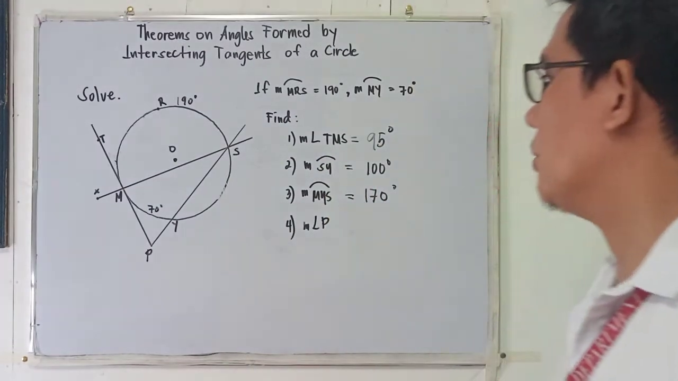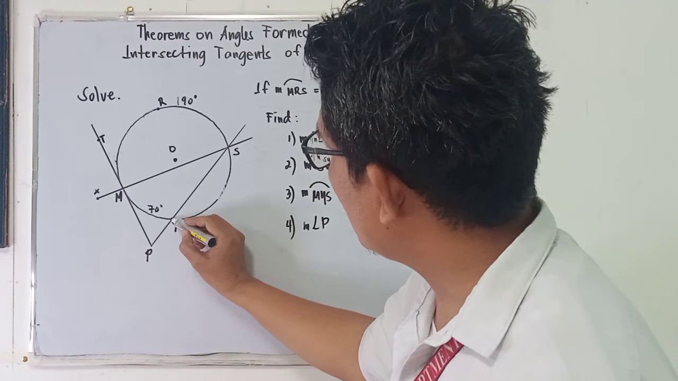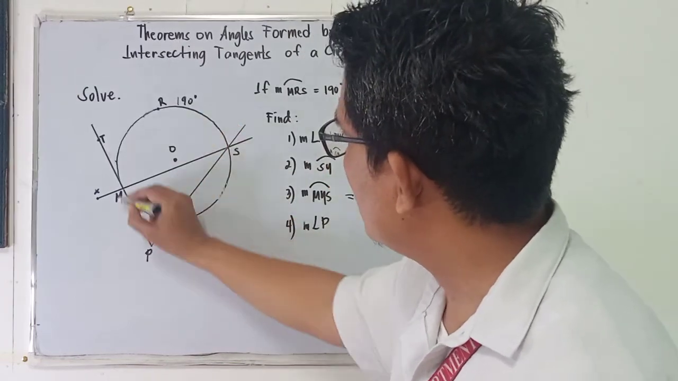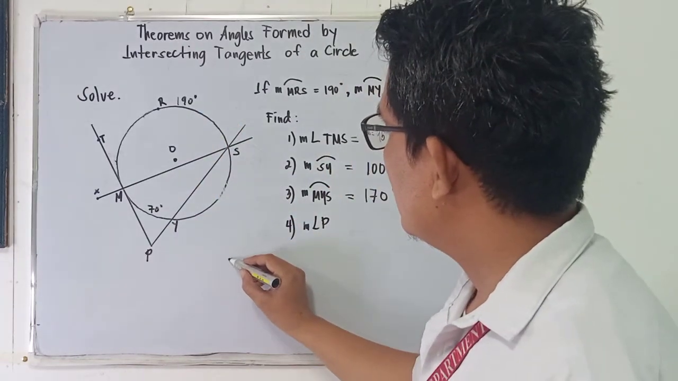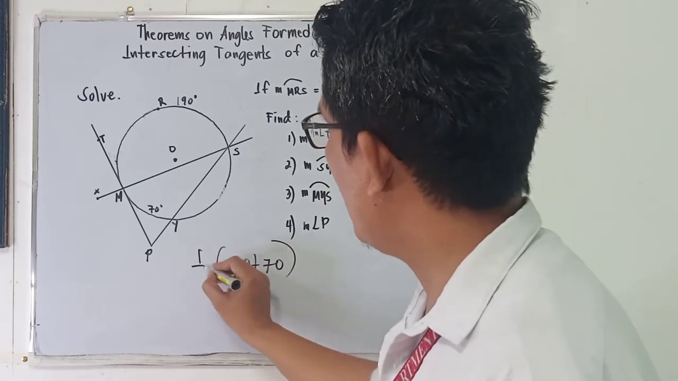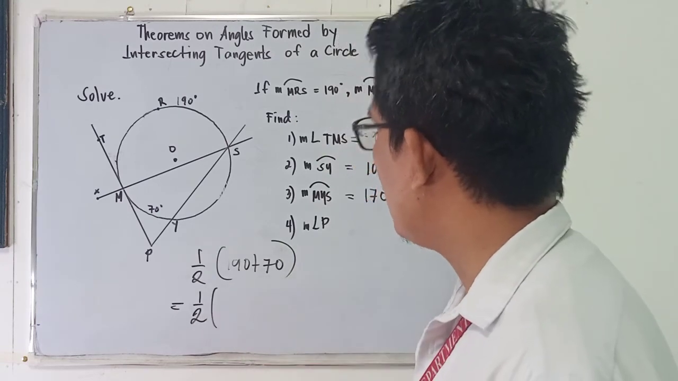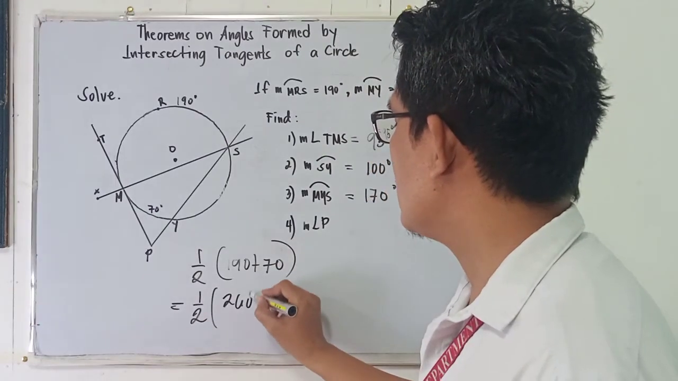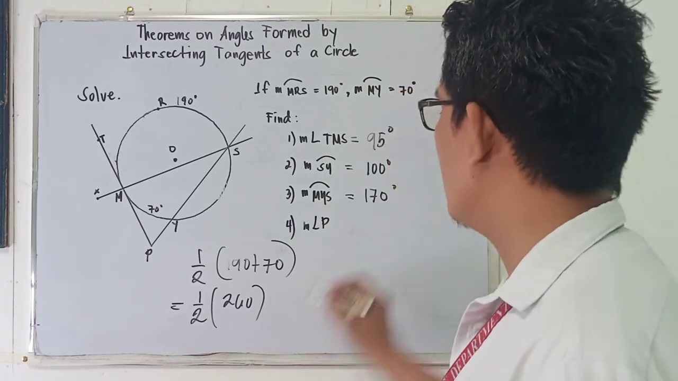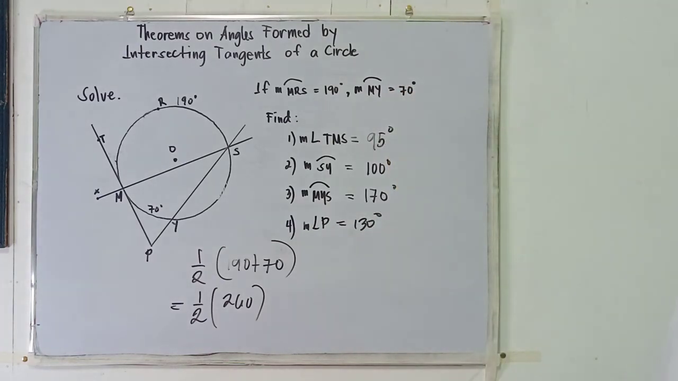How about for angle P? Our angle P has this intercepted arc and this arc here. So get 190 minus 70 and half of this. Half of 190 plus 70, which is 260, is 130 degrees. So therefore, this is 130 degrees. Okay? So that is very easy.